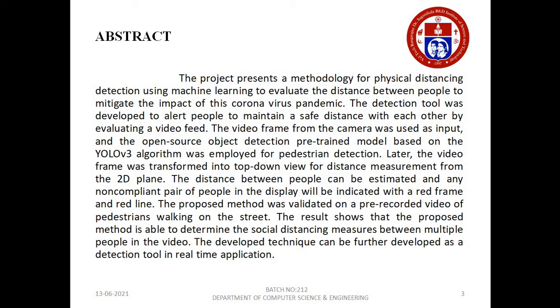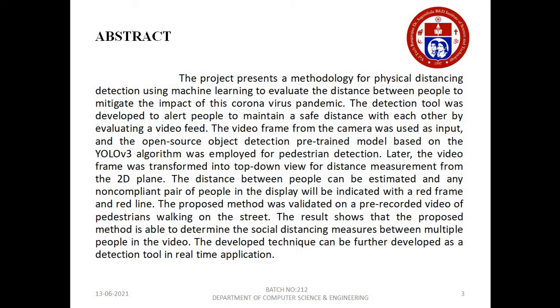The abstract of the project: the project presents a methodology for physical distance detection using machine learning to evaluate the distance between people to mitigate the impact of the coronavirus pandemic. Nowadays, we are seeing the COVID-19 spread. To avoid the spreading of COVID, social distancing plays the main role. While we are maintaining the social distance, the spread of COVID-19 decreases.